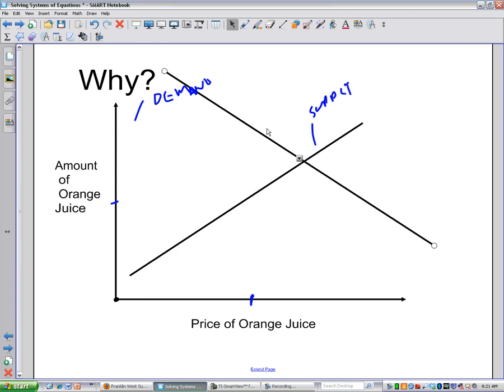And if this line moves because more people are willing to buy more orange juice no matter what the price is, generally speaking, the price of orange juice is going to go up because now they're crossing in a different place. People are going to be willing to make more, that sort of thing.